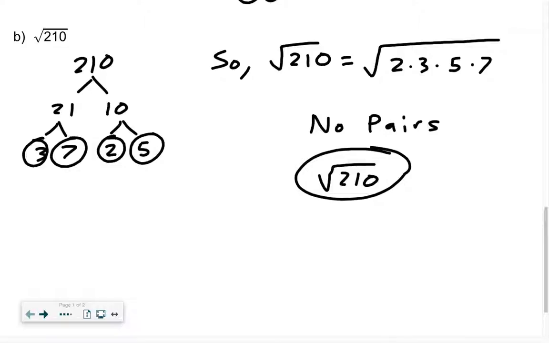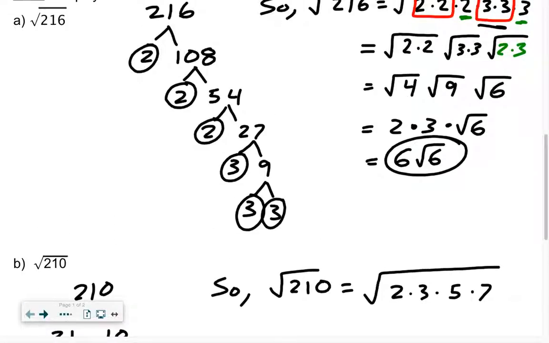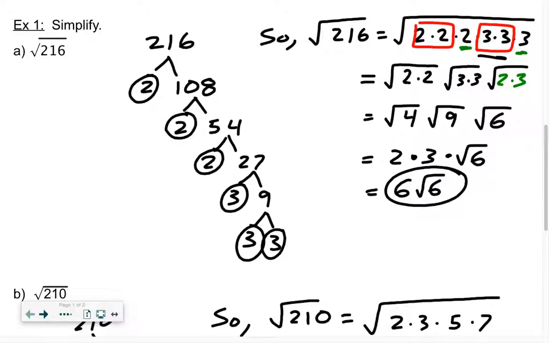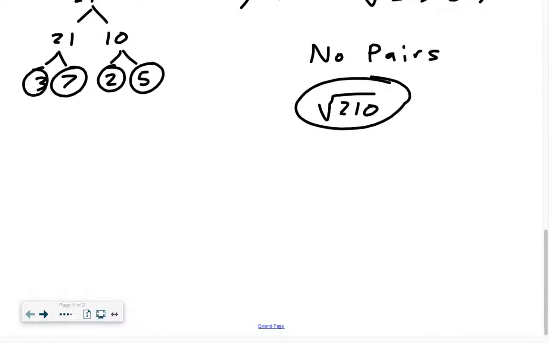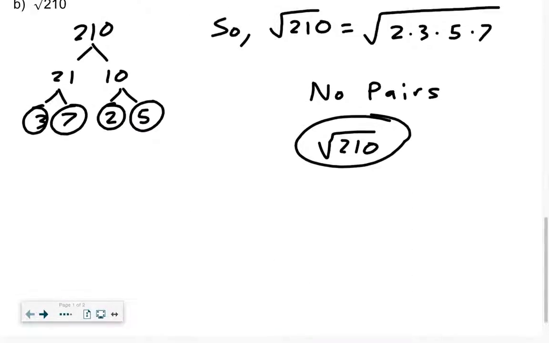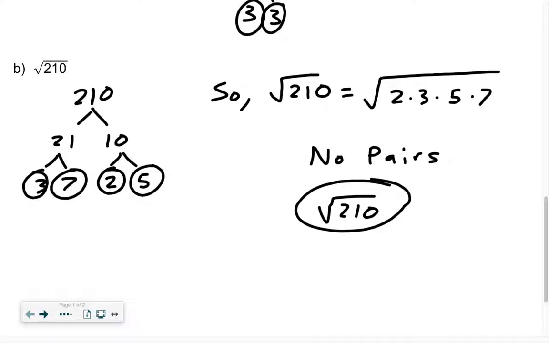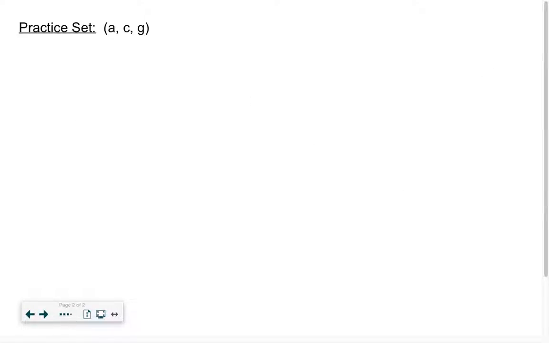Now this seems like a trivial example, but the point I wanted to make is that some square roots cannot be simplified. 210 is an example of that. If we scroll back up, 216, there we had our pairs, and therefore we were able to simplify. So there's a couple of examples for you to work off of. Do your prime factorization, list your pairs, box your pairs, pair them up, and then simplify from there. Practice set problems that I want you to work on are A, C, and G.